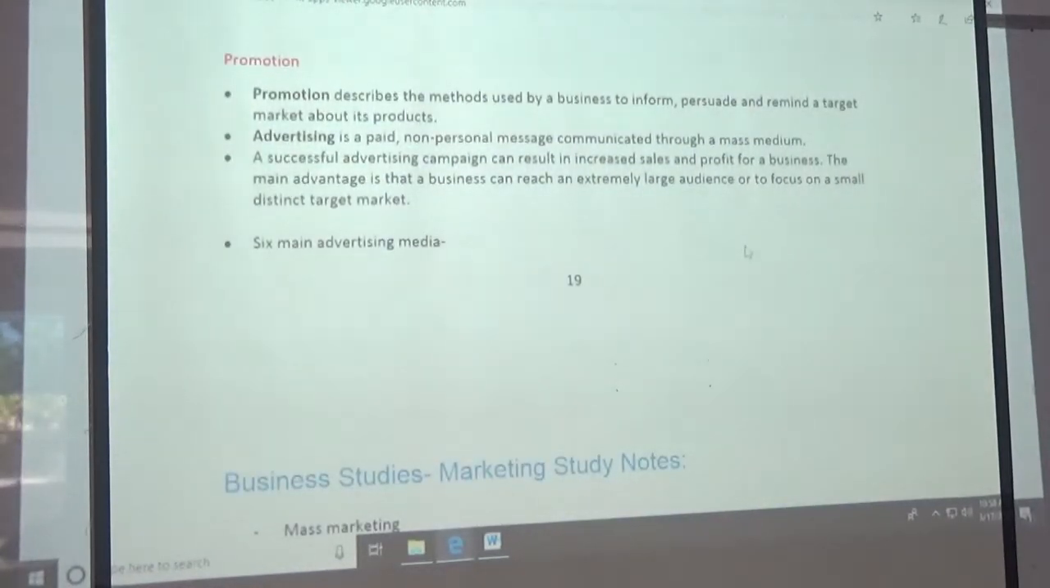So I think I'll use this handout for a minute, although I am opening the book to page 60. So you can have your book too. We'll talk about the book a little bit. Okay, so promotion describes the methods used by a business to inform, persuade, or remind a target market about its products. We have PR and advertising. Advertising is a paid, non-personal message communicated through some mass media.